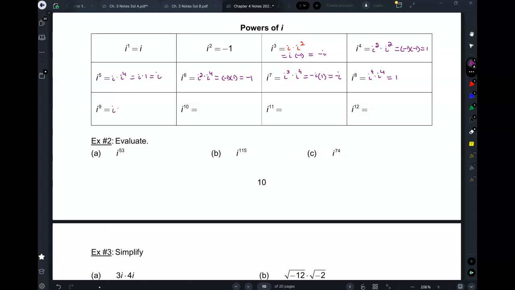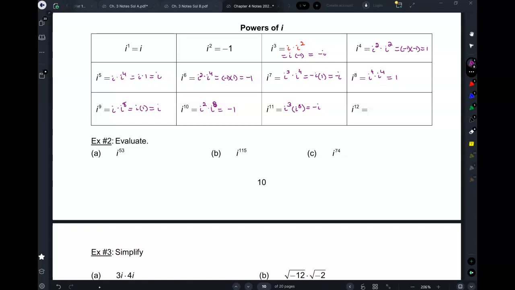i to the 9 is i times i to the 8. Okay, i is just i. What's i to the 8? 1. So that's just i. Okay, i to the 10 is i squared times i to the 8. How much is that? Negative 1 times 1, which is negative 1. Okay, i to the 11. This is i cubed times i to the 8. How much is i cubed? Negative i. i to the 8 is 1, so this is negative i.